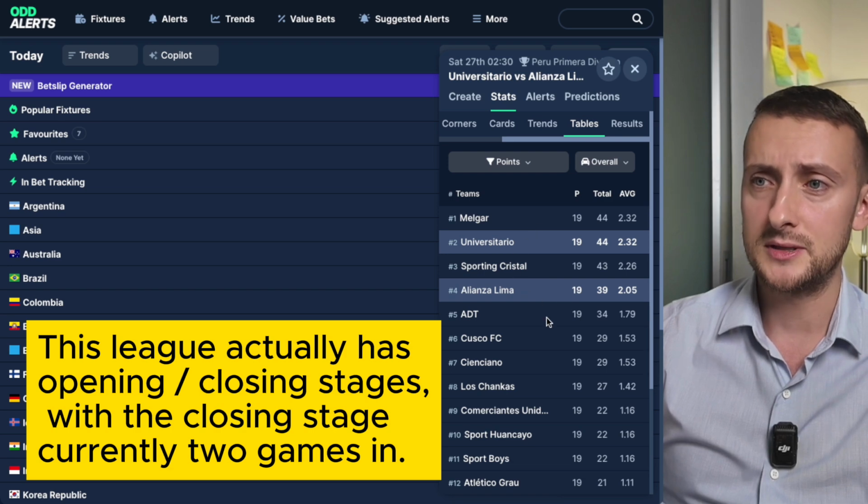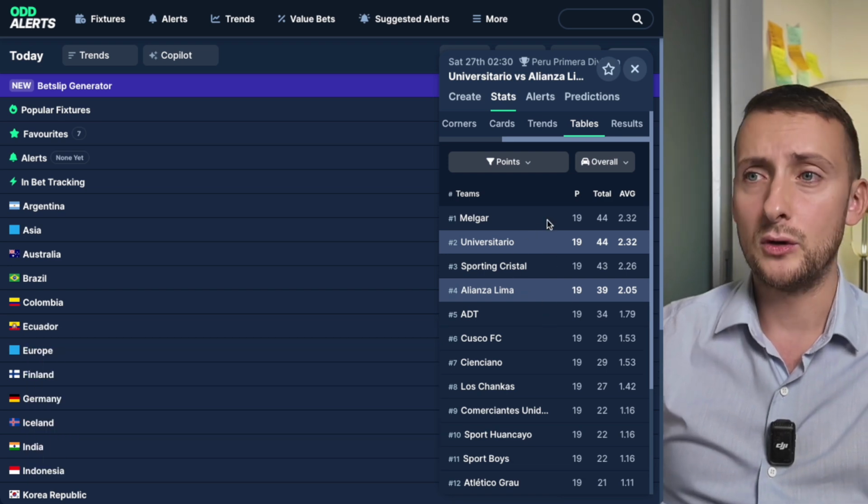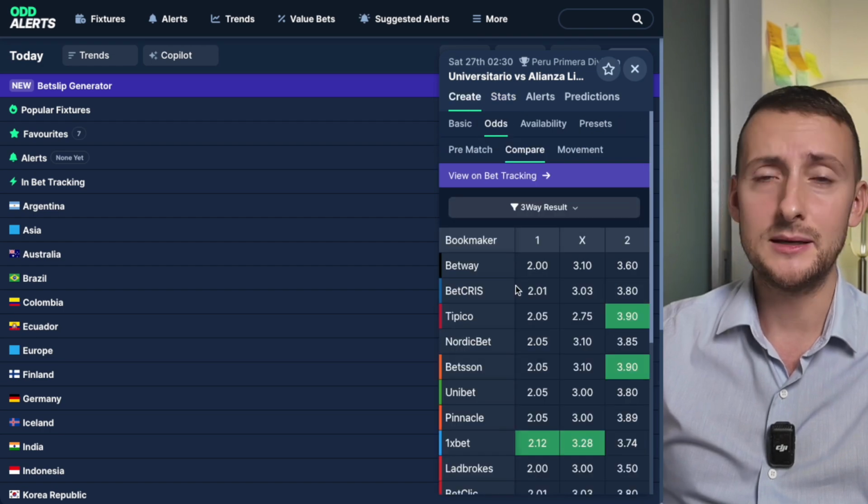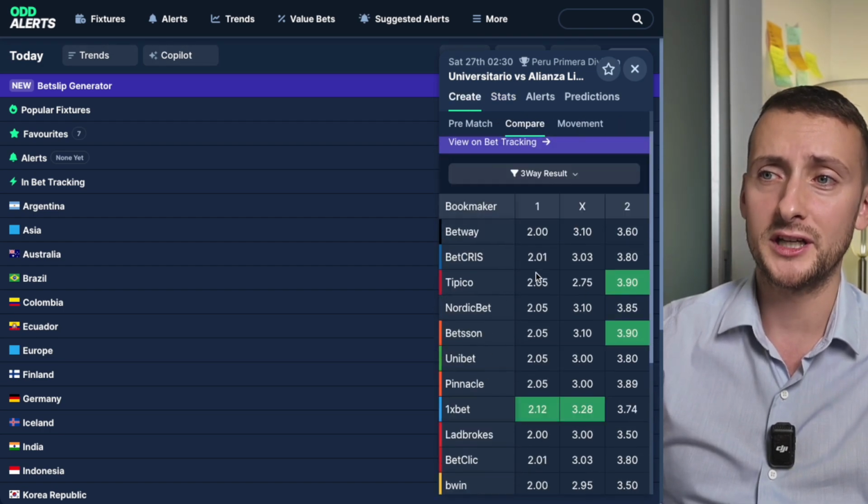It's level at the moment, isn't it? But Alianza Lima, they're not far off, and this is an important game for them. So 1.57 with the probability model, and over evens with 1xbet as well.